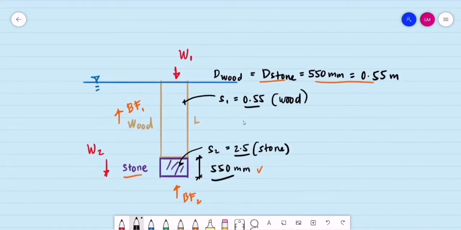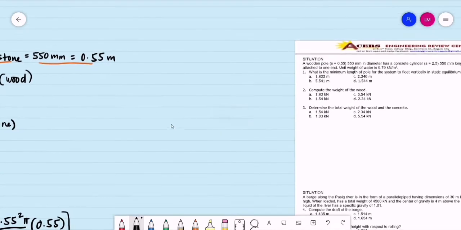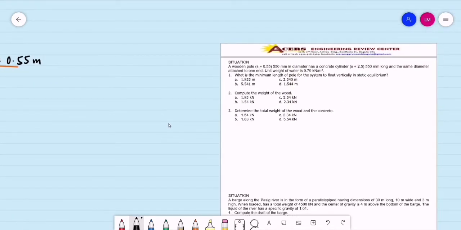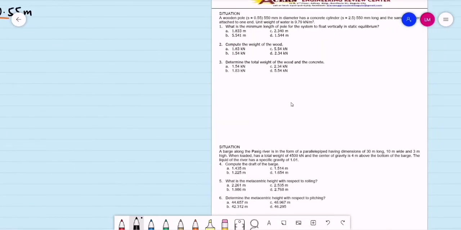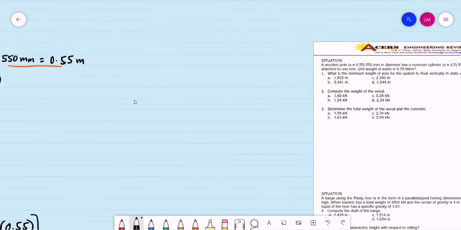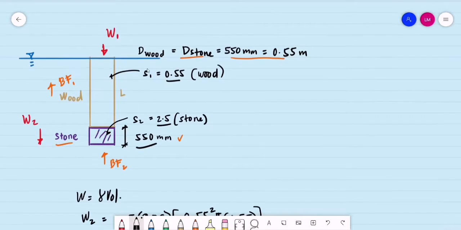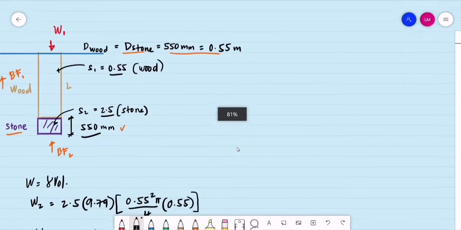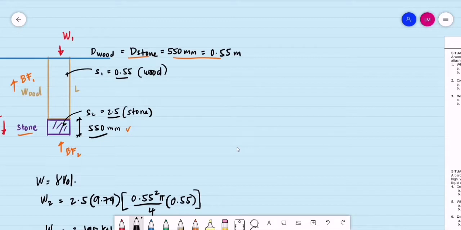So, sabi niya, okay, lulutang yung wood. The minimum length for the pole system to float vertically in static equilibrium. So, ang gagawin natin ay dapat lulutang yung setup na to. Okay, so by mechanics, this is summation of forces, vertical equal to 0, assuming upward forces to be positive. This is for number 1. So, by the way, ano equivalent ng buoyant force? So, basically, buoyant force is equal to gamma, liquid, then the volume, submerged.